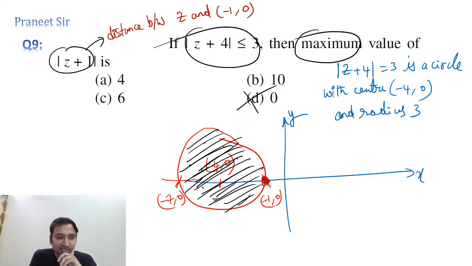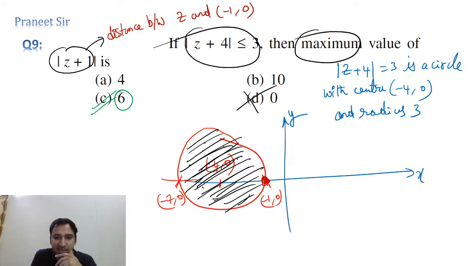So if I take, okay, option C you are saying, correct. Right, correct. Chirag, you are telling correct. Option C, 6, is correct, guys.